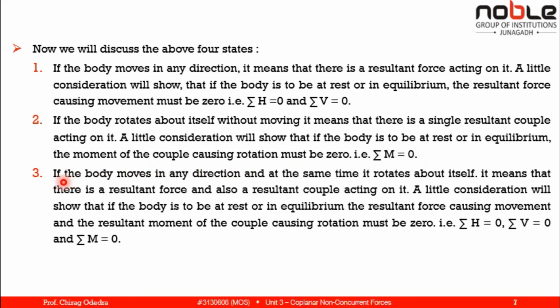Third, if the body moves in any direction and at the same time it rotates about itself, it means that there is a resultant force and also a resultant couple acting on it. A little consideration will show that if the body is to be at rest or in equilibrium, the resultant force causing the movement and the resultant moment of the couple causing the rotation must be 0. That means sigma H is equal to 0, sigma V is equal to 0 and sigma M is equal to 0.